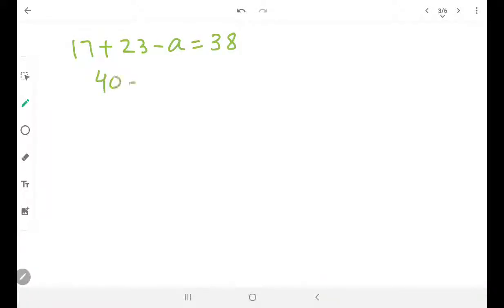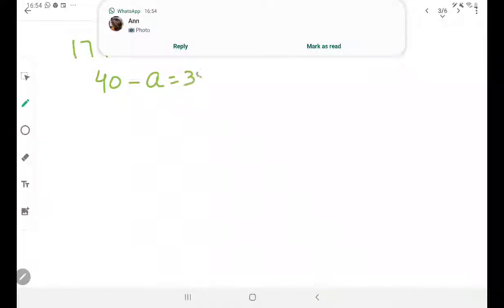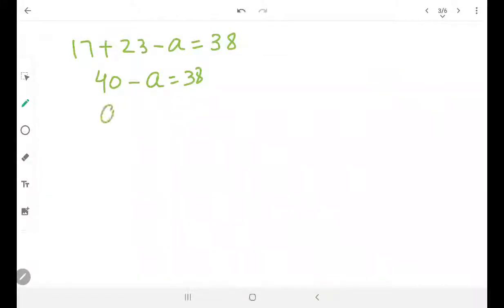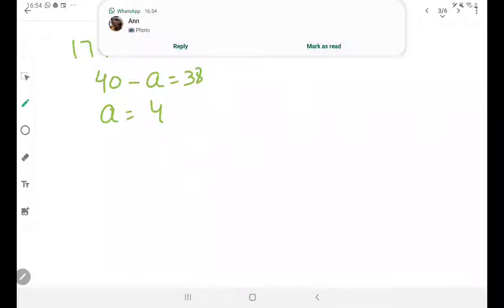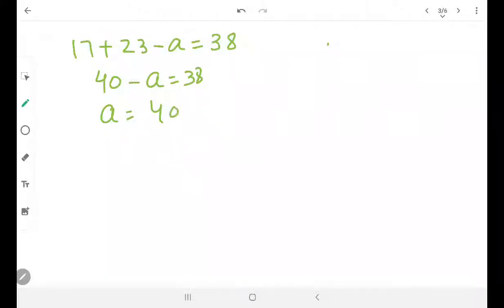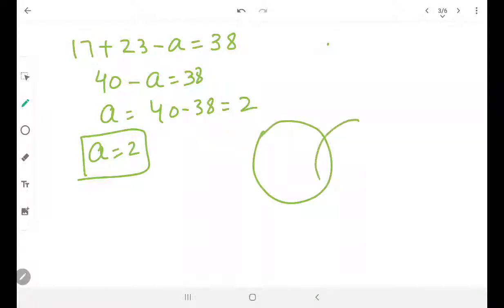This is 40 minus a is equivalent to 38. So a is equivalent to 40 minus 38, that is equivalent to 2. So a is what representing? Common elements. So now based on this they can ask you, okay, this is 2, so how many are the elements of x only? So x only means 17 minus 2.